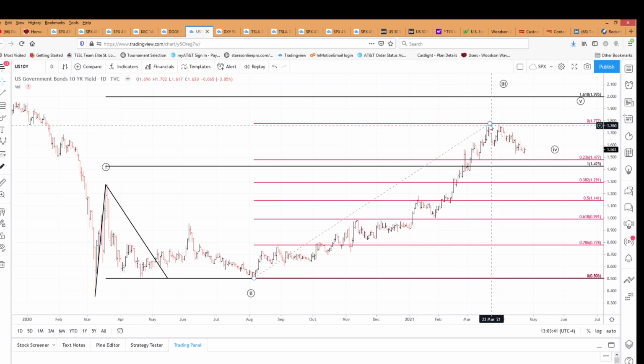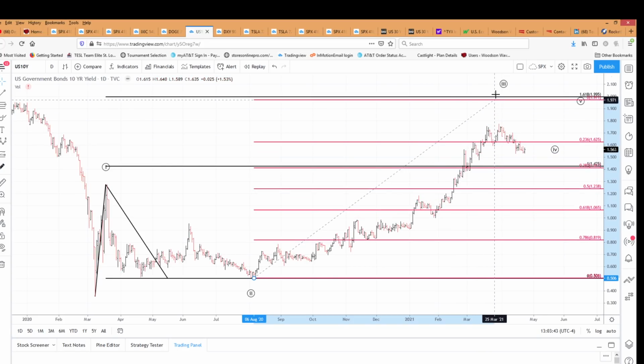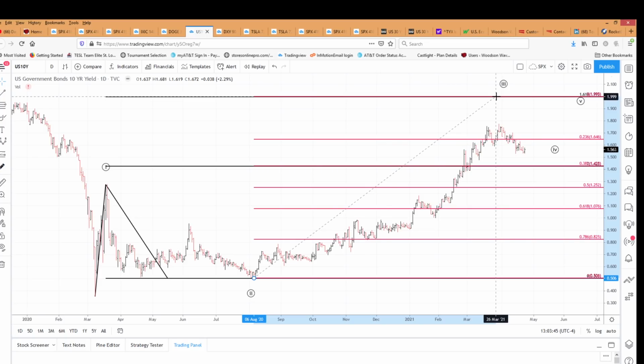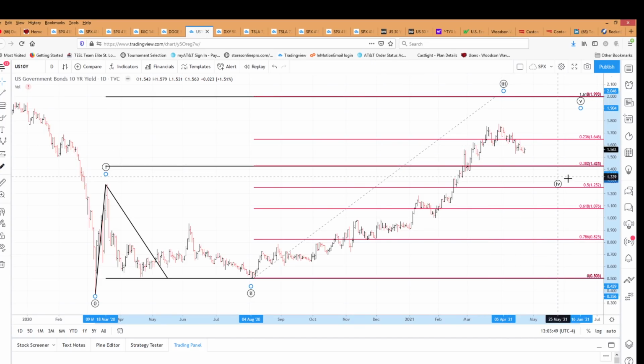If it does extend up just under 2, then there's our 4th wave retracement targets, which would be, let me move that down, at 1.42, 1.25, and 1.07. Once this is done, we'll expect another move up to higher highs in interest rates.